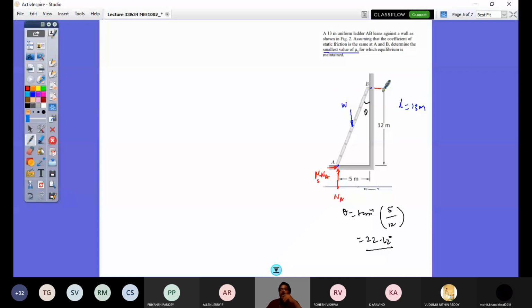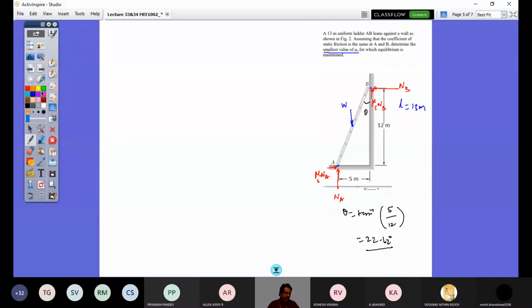Similarly, at point B, I would have this normal NB. And since the ladder is expected to slide down, the tendency is downward, so this friction force will be an upward force. That would be mu s times NB. So this is the free body diagram, that's all. If you have drawn this free body diagram, you are getting a way to solve this problem.